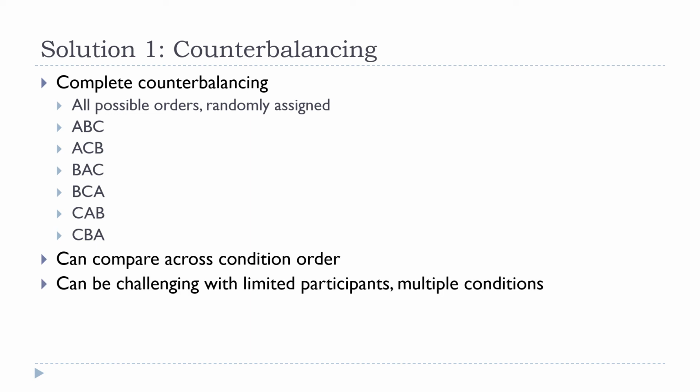This can sometimes be challenging if you only have a limited number of participants and multiple conditions. So for example, when you have 3 stimuli or conditions, there are 6 possible combinations. If you have 4 stimuli or conditions, there are 24 combinations. If you have 5 conditions, you have 120. And if it's important that you have more than 1 participant in each possible combination, then all of a sudden you start ballooning the number of participants you need to run.